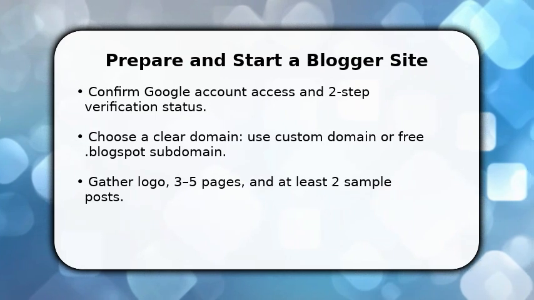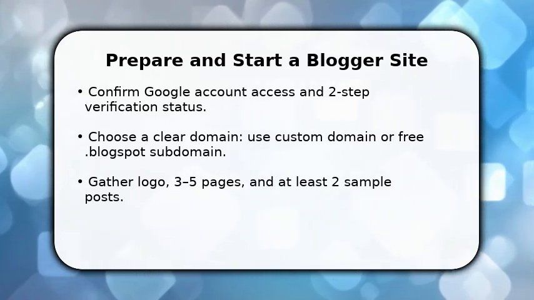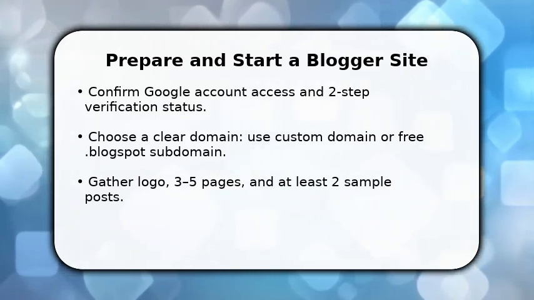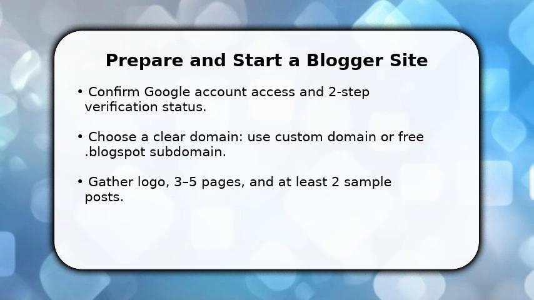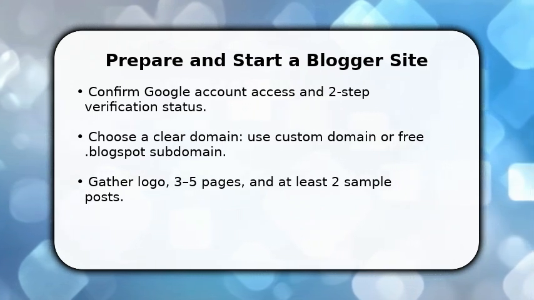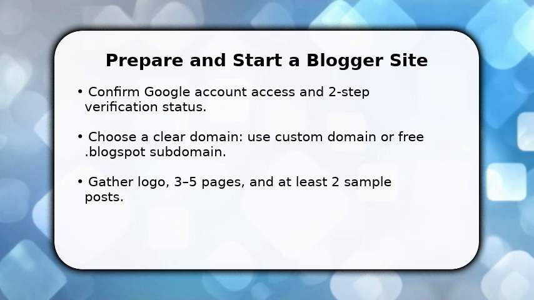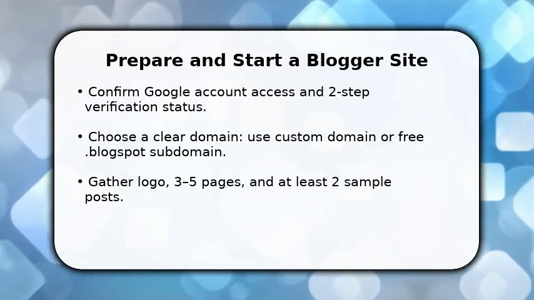Sign into your Google account and open Blogger. Once signed in, click Create New Blog and enter a concise title and address. Pick a Blogspot subdomain or connect a custom domain. Make sure to select a simple template to start. You can refine it later. Upload your logo and set your profile.